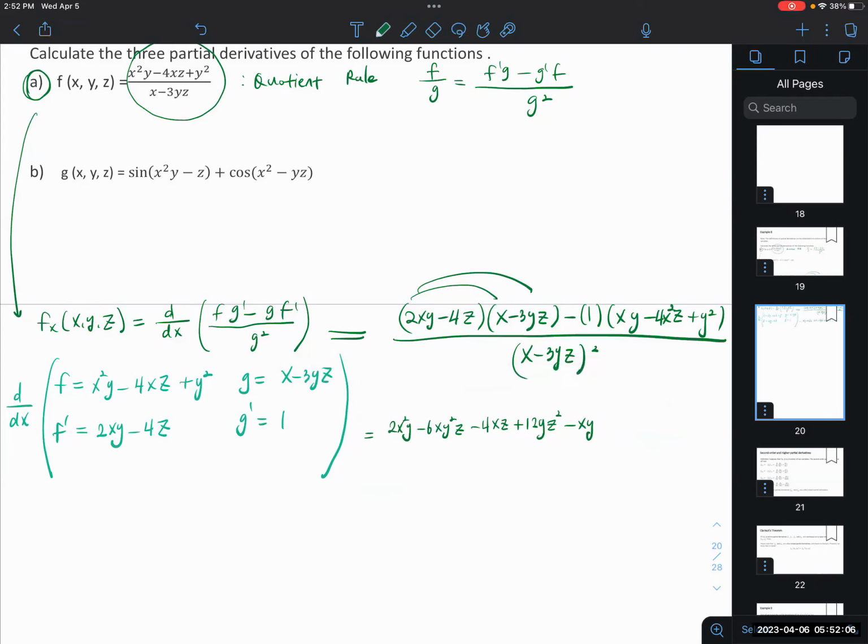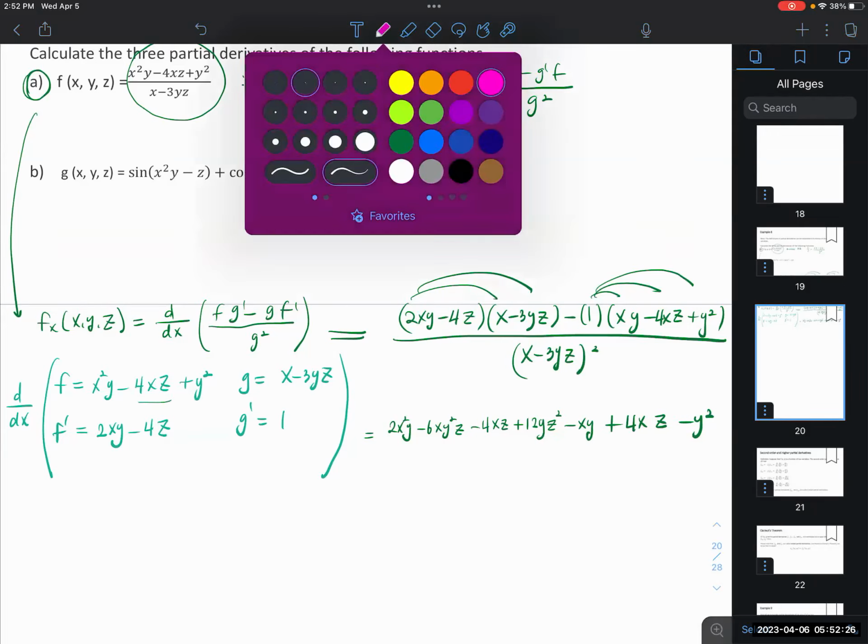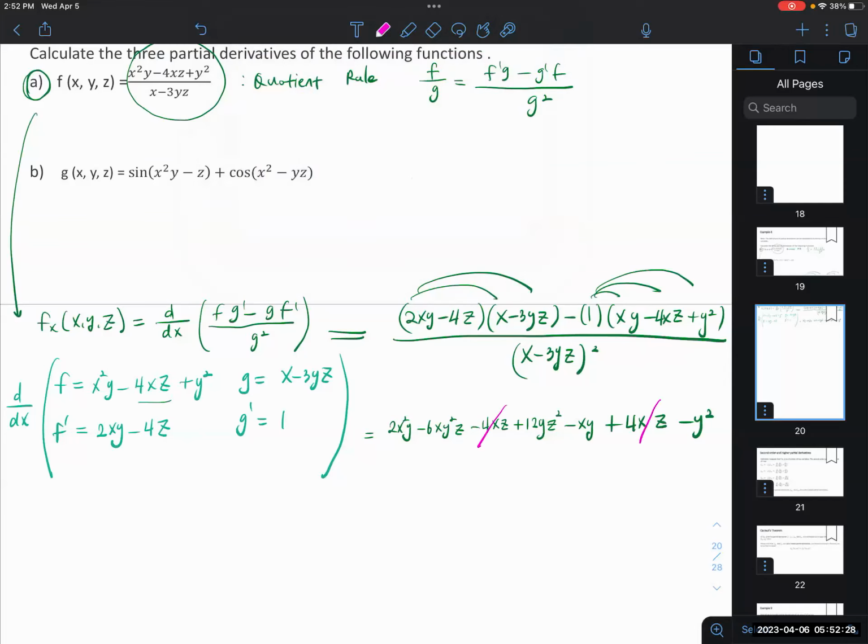And then I'm going to use the distributive property, plus 4x squared z minus y squared. Oh, I don't know why I have the second power. Sorry, my bad, because there's no x squared. This is just xy, xz. So that's what it is. And then something cancels. These two cancel.